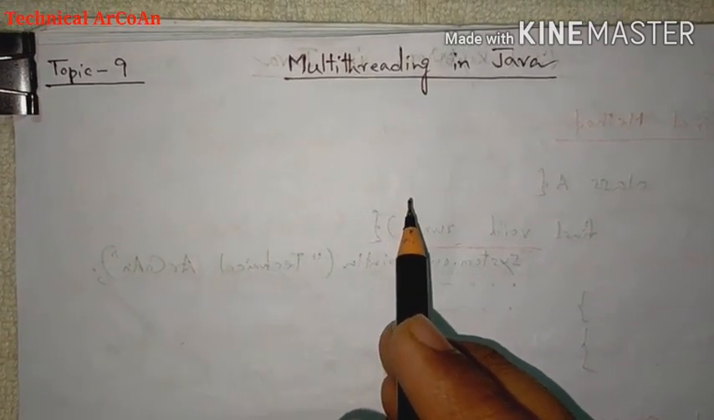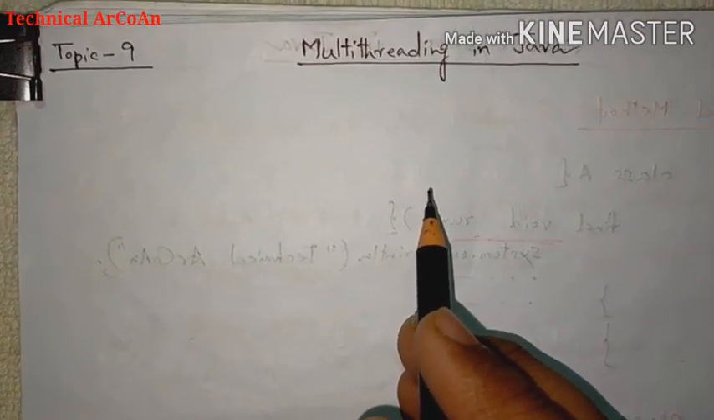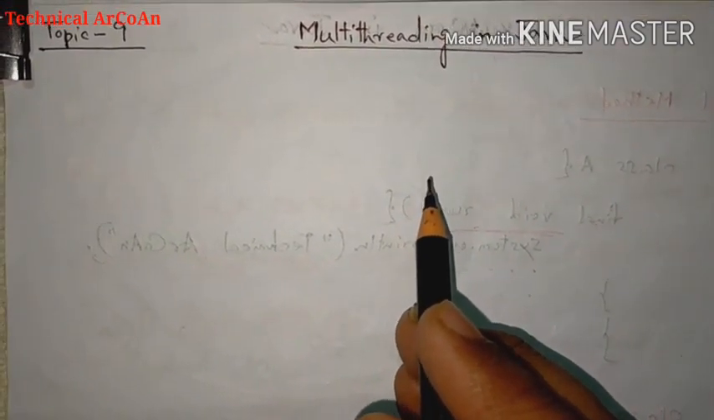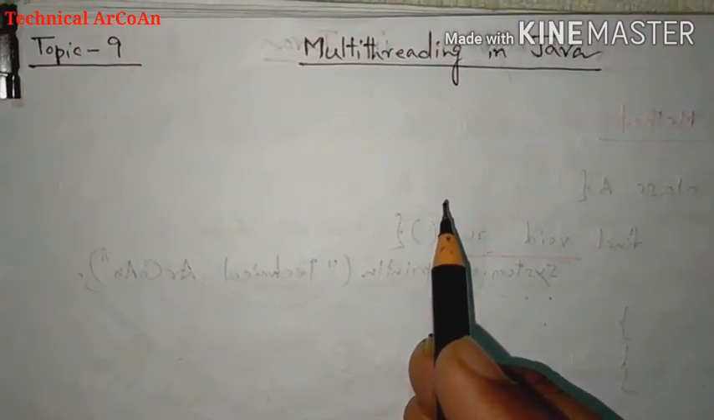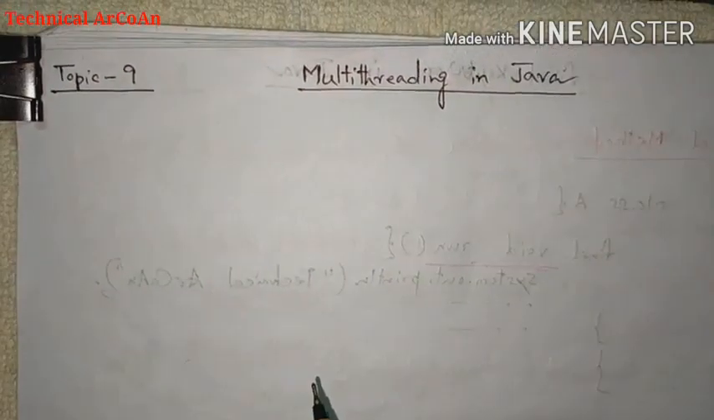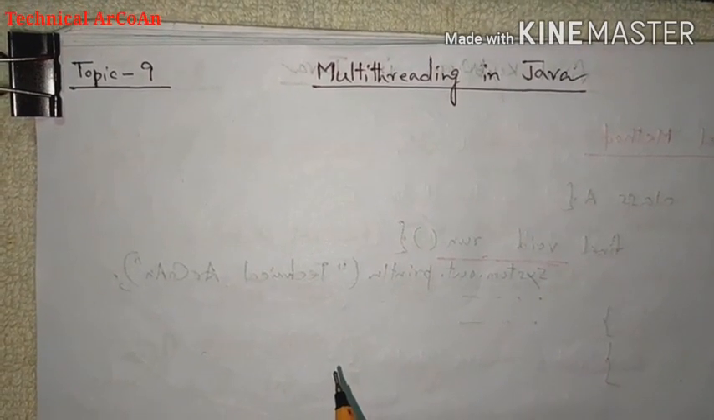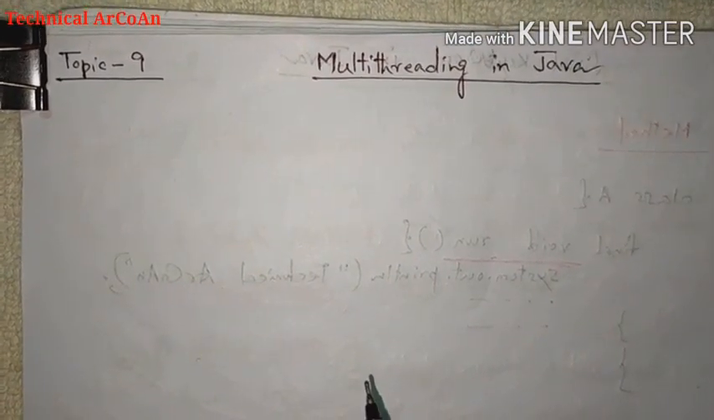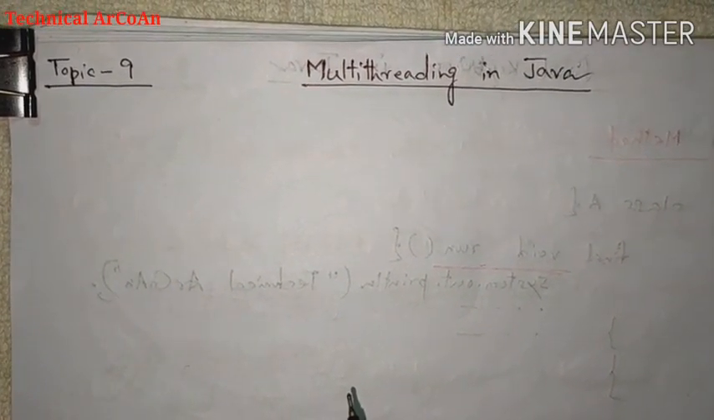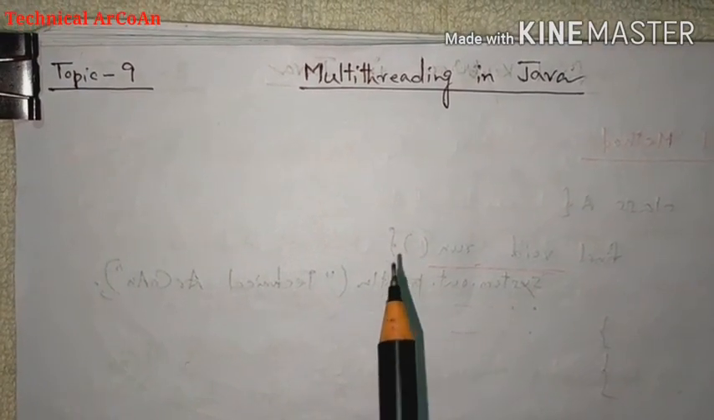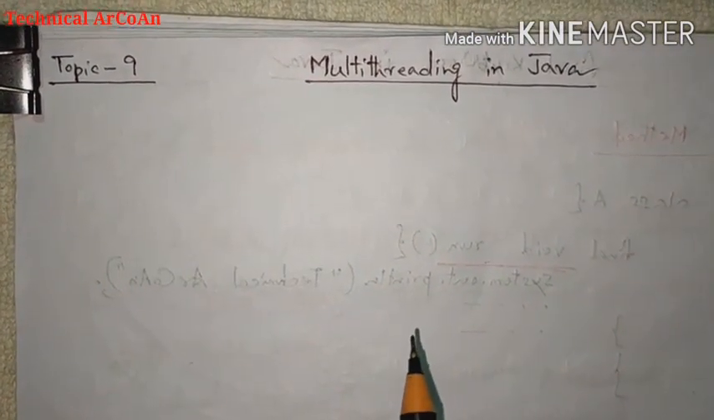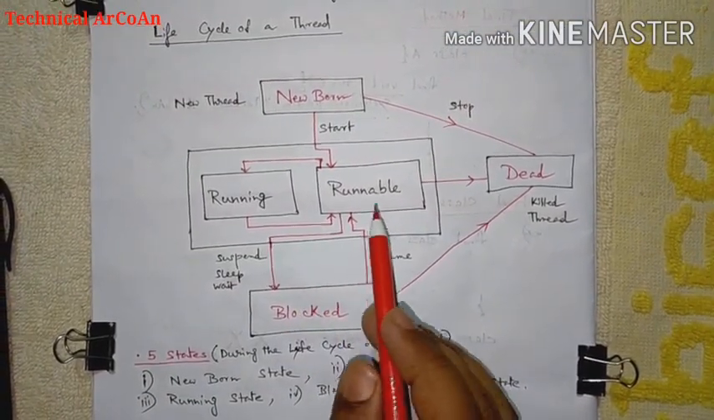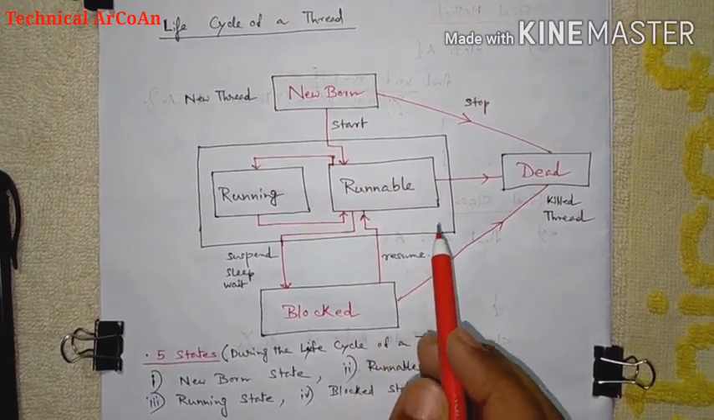A multi-threaded program contains two or more parts that can run concurrently, and each part can handle a different task at the same time. Like one subprogram can display an animation on the screen while another may build the next animation to be displayed. Now there is a diagram which is known as the state transition diagram of a thread.